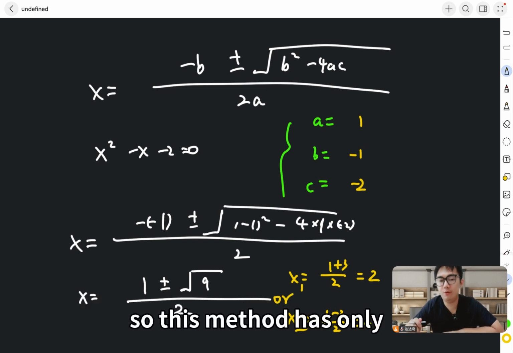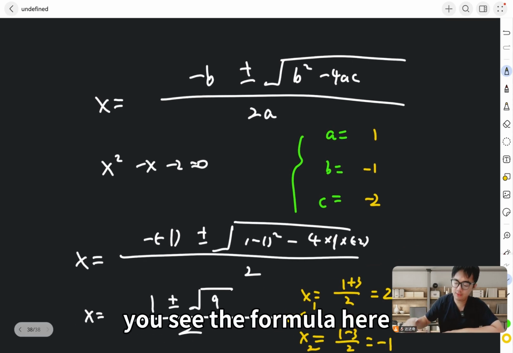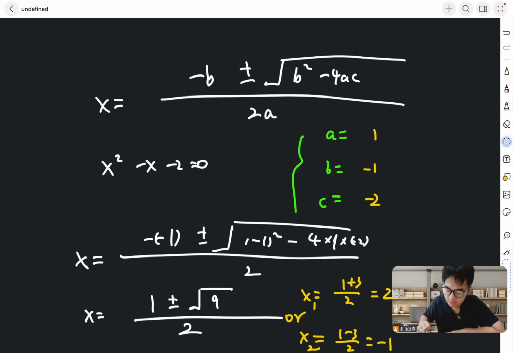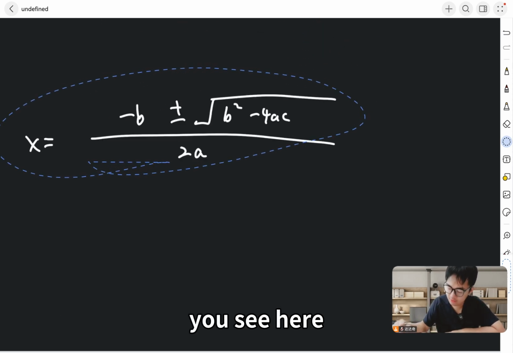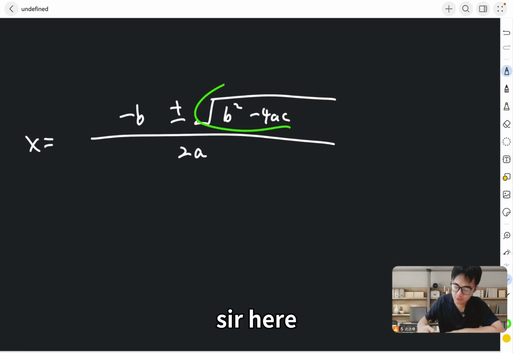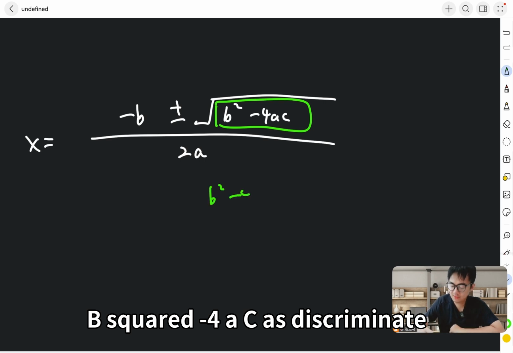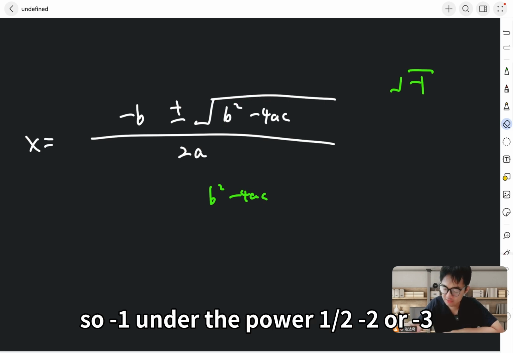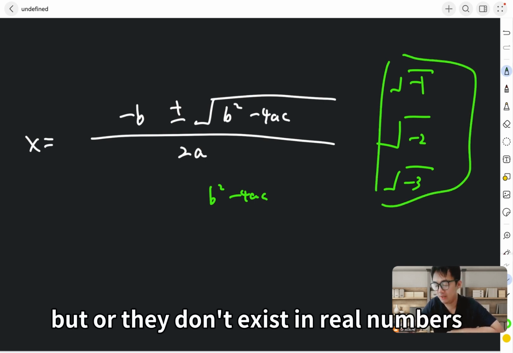This method has only one main requirement. You see the formula here: x equals minus b plus or minus the square root of b squared minus 4ac. We call b squared minus 4ac the discriminant. Now, we haven't learned imaginary numbers, so the square root of minus 1, minus 2 or minus 3 doesn't literally exist right now, or they don't exist in the real numbers.